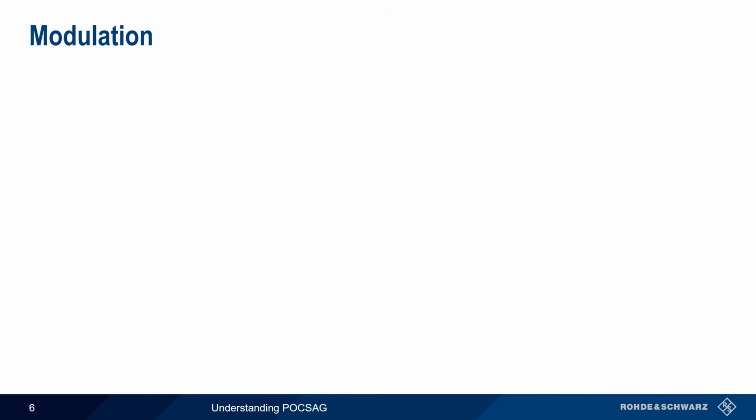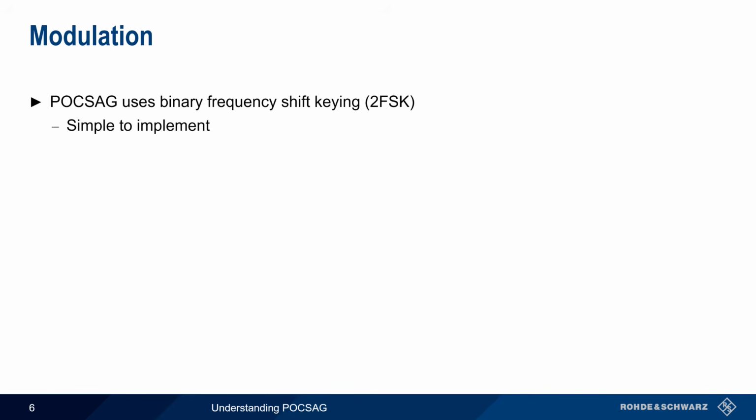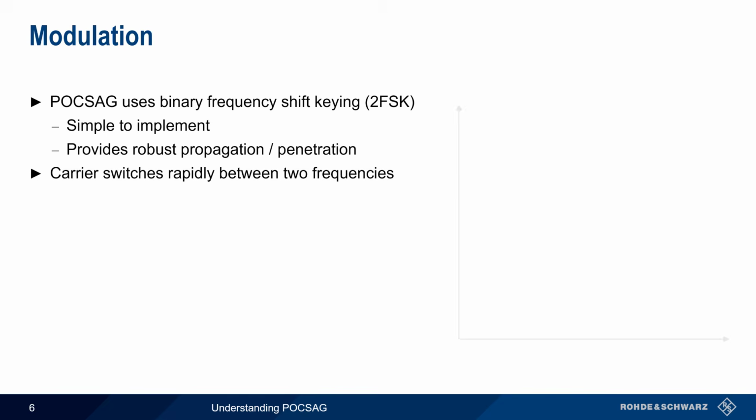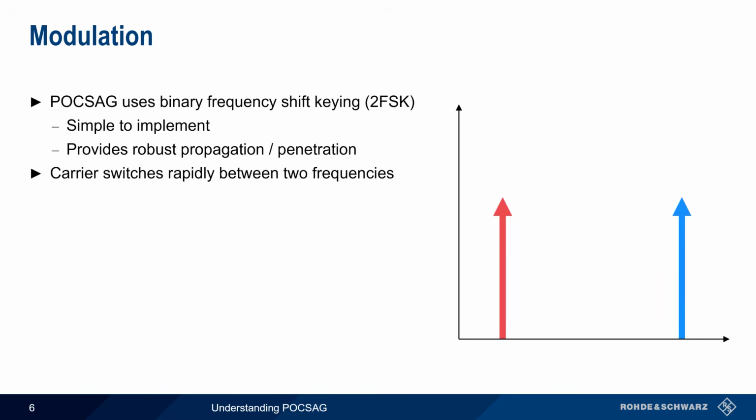Let's start with modulation. POCSAG uses binary frequency shift keying, often referred to as 2FSK or BFSK. This simple form of modulation is easy to implement, and is largely responsible for POCSAG's wide coverage area and good penetration. In FSK, the signal or carrier switches rapidly between two frequencies. One frequency represents a logical 0, and one frequency represents a logical 1.